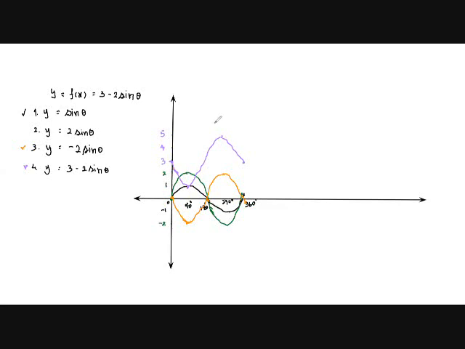So this last graph, number 4, y equal to 3 minus 2 sine x. When you plot the graph it should be one nice curve, not like this one, because I'm not a good drawer. This should be a smooth curve, not zigzag like this. It should be a smooth curve.